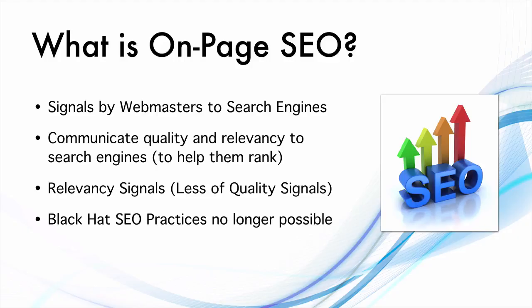So when you think about black hat SEO practices from a few years back, let's say 5-10 years back, what webmasters used to do is that they used to lie to the search engines about the relevancy of their website or quality of their website. For example, one of the ways that search engines used to rank websites is to look at what are all the keywords present in the article.